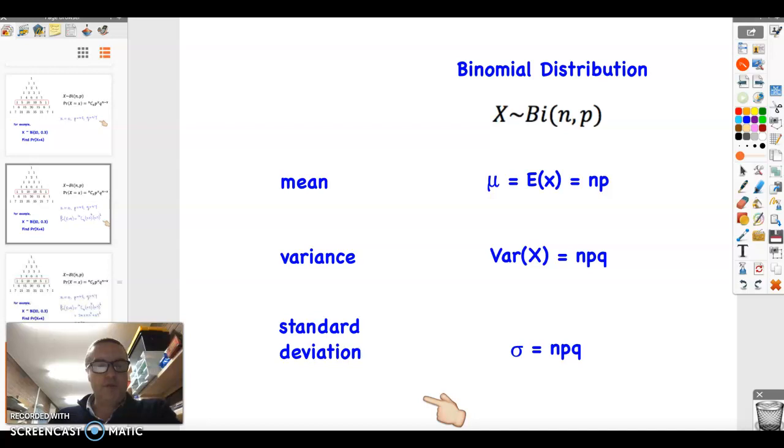You might want to pause the video at this point. There are 3 formulas that you might need to use for the mean, the variance, and the standard deviation of the binomial distribution.